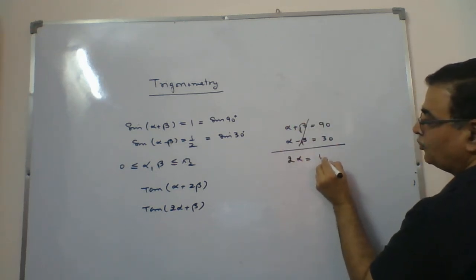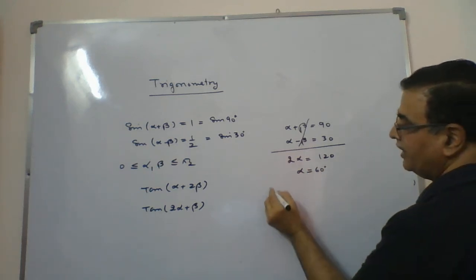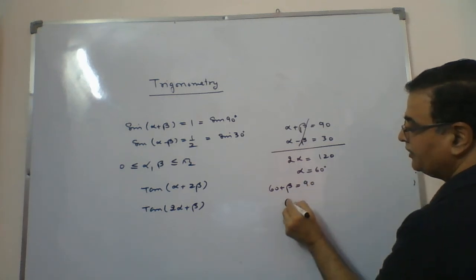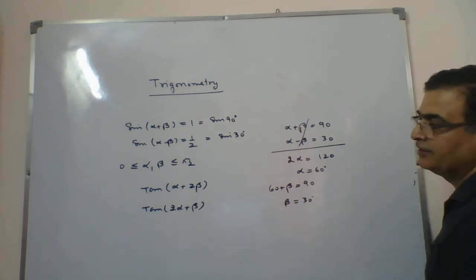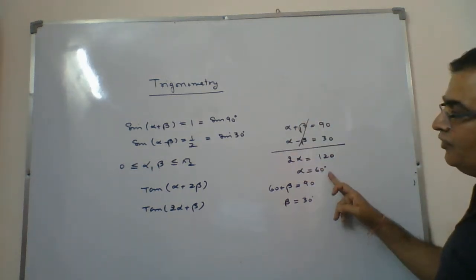From this, alpha and beta can be easily calculated. 2 alpha comes out to be 120, so alpha comes out to be 60 degrees. And then 60 plus beta comes out to be 90, so beta comes out to be 30 degrees. So everything is known to you now. Beta is 30, alpha is 60.